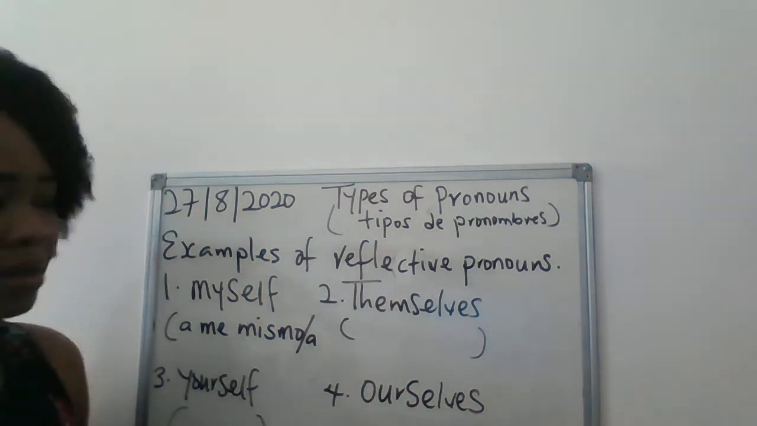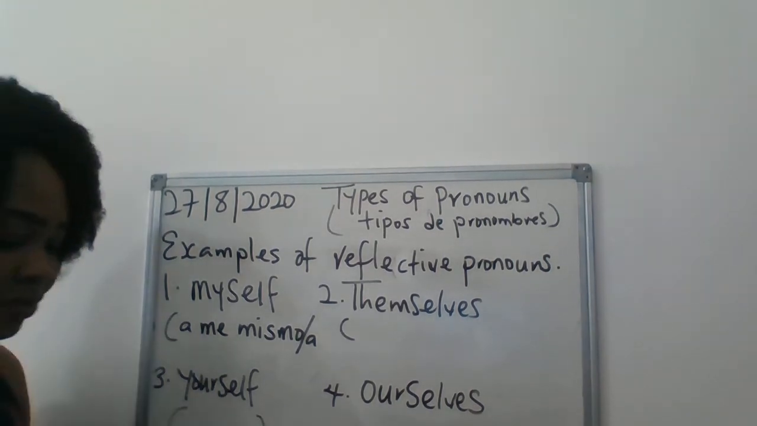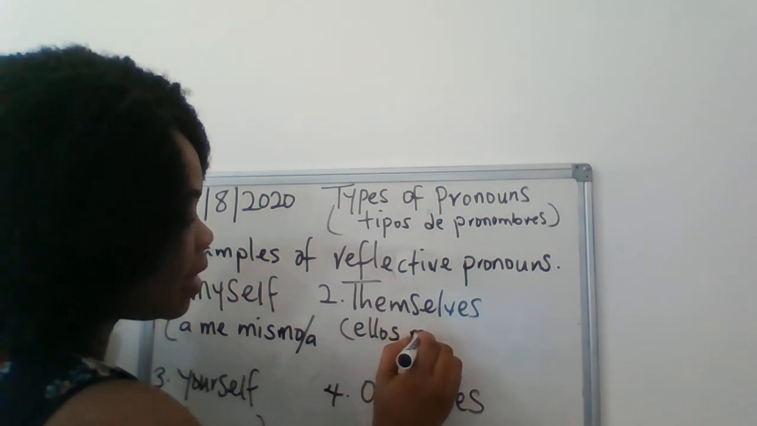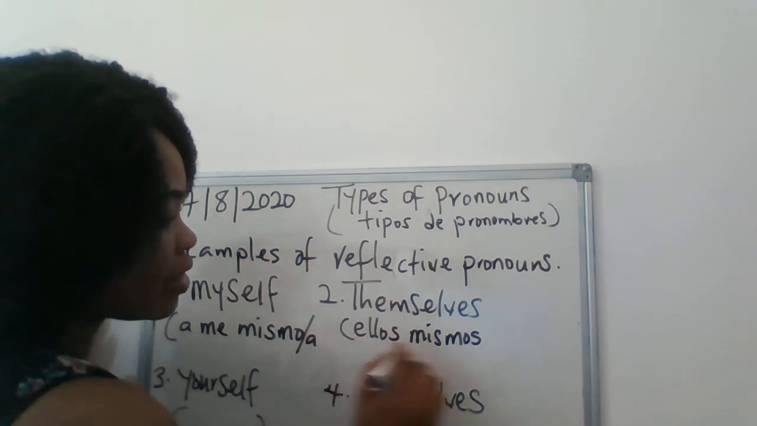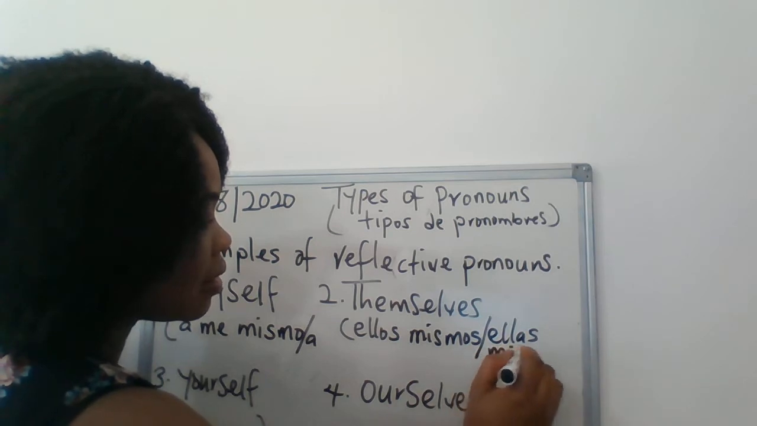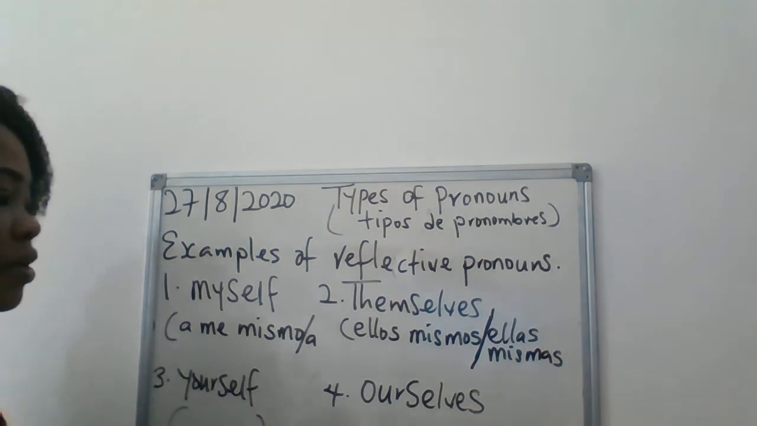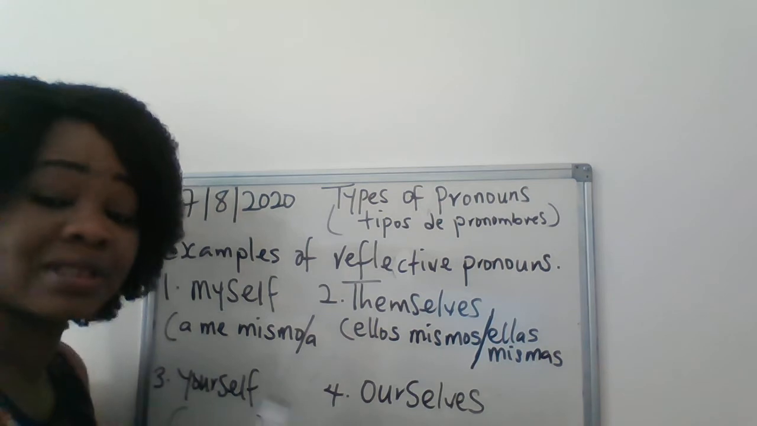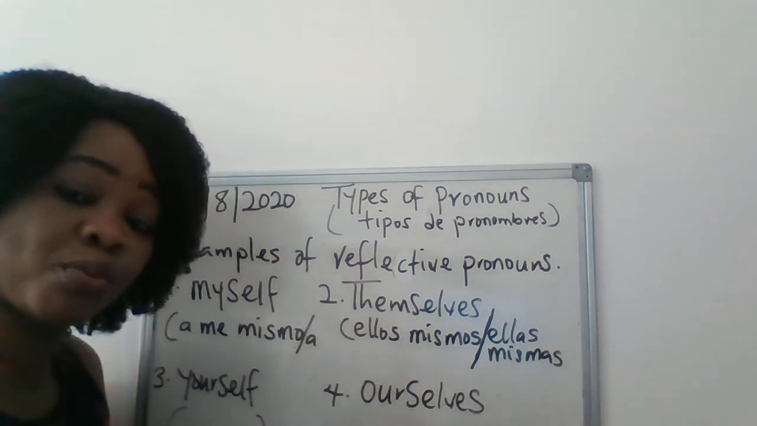Okay, under themselves, in Spanish we have ellos mismos, ellas mismas. Okay? We have themselves, ellas mismas, or ellos mismos, depending on the masculine and the feminine people or things, group you're talking about.